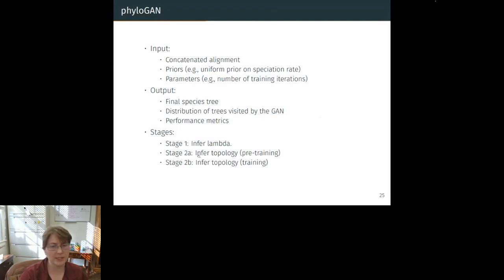phyloGAN has 3 stages. In the first stage, it's going to try and infer a reasonable value for lambda, the speciation rate, so that we're using somewhat reasonable branch lengths throughout training. In the next stage, we're going to start on our topology inference. We'll begin with what's called a pre-training phase, which just gives our discriminator an overall view of the data. And then we have our actual training phase where we're trying to move heuristically through tree space.